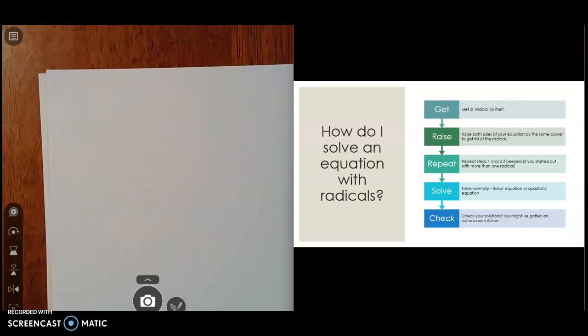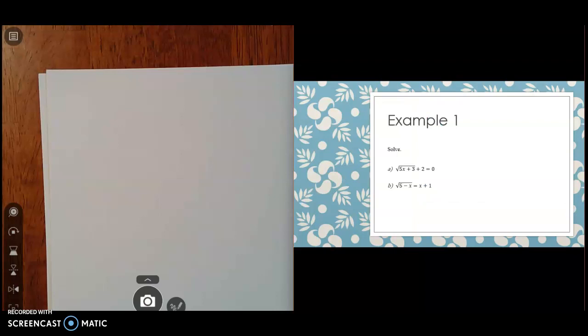The other thing that is really important to do is to check your solutions. The thing about squaring both sides or raising both sides to the third power is that sometimes you get extra solutions that are not solutions to the original equation. So you need to check your solutions and make sure they work. Those extra solutions are called extraneous solutions. All right, let's try a few.